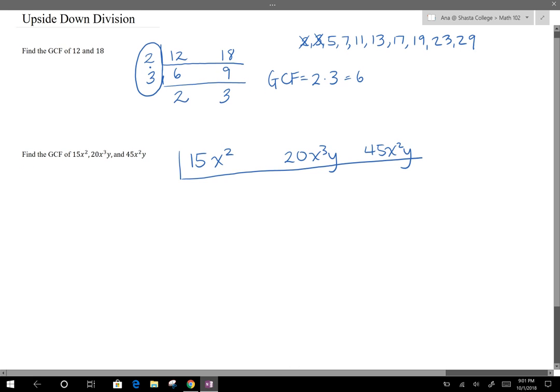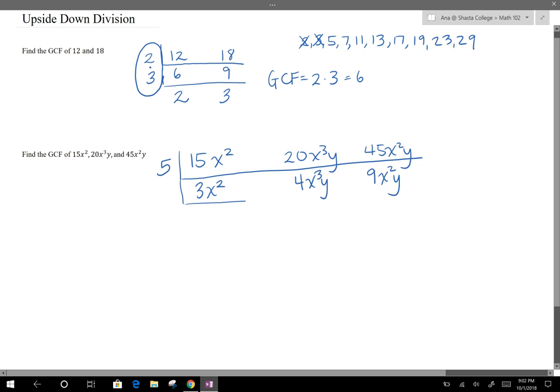5. 15 is divisible by 5. 20 is divisible by 5, and 45 is divisible by 5. So I put 5 on the outside. 15x squared divided by 5 is 3x squared. I deal with the coefficients and then I drop the variable down as well. 20 divided by 5 is 4, and I still have x cubed y. 45 divided by 5 is 9, and I still have x squared y.